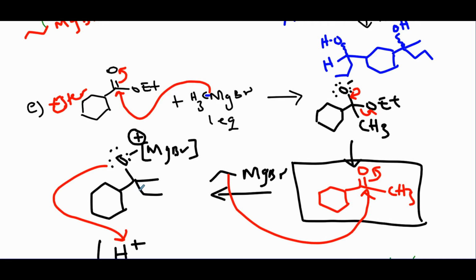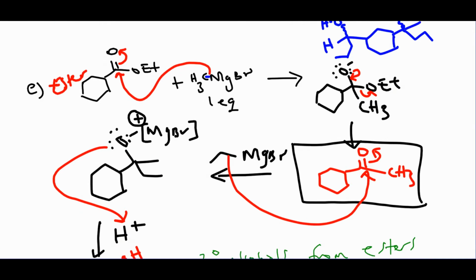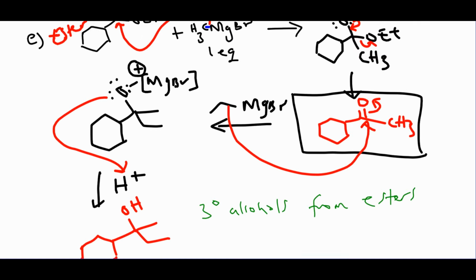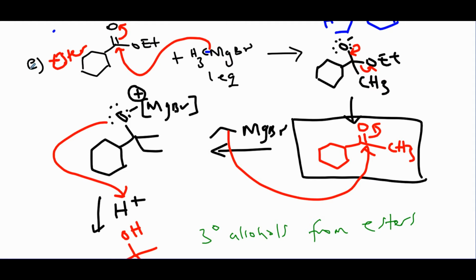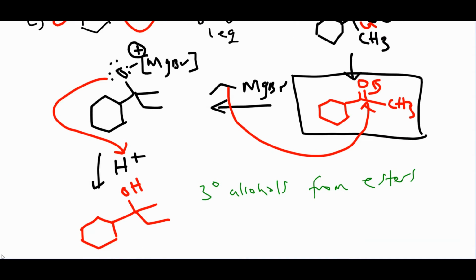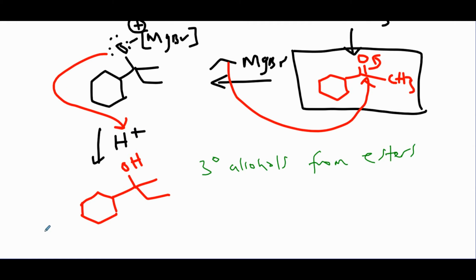Then you get a tetrahedral intermediate. This time there's no leaving group, so the only thing you can do now is to quench it with an acid like that, and then you're going to get a tertiary alcohol. Why is this tertiary again? Because you have 3 carbons bonded to a carbon bearing the OH. So esters like this ester here react to give tertiary alcohols. Alright, so do a lot of practice, you'll get it.